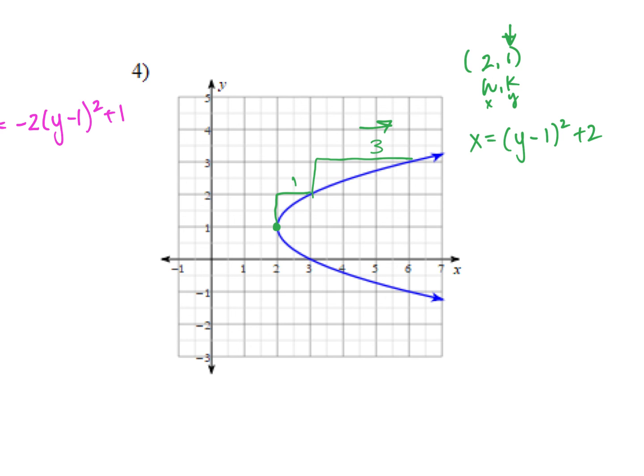One more time. If you are stuck, what do you do? You go to Desmos. And you ask Desmos to graph it and see if you can match it up. Get kind of close, and I bet you can do it.